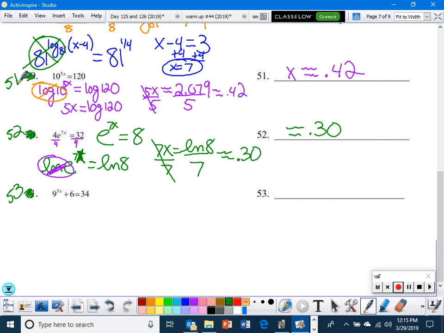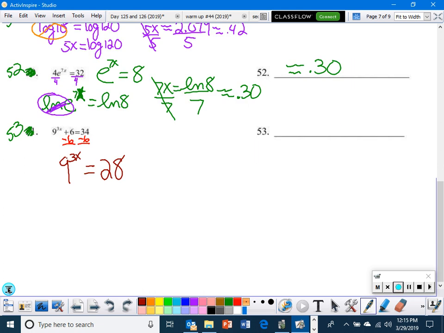So the first thing we're going to do on this one is get rid of the plus 6. We're going to take away 6. So we have 9 to the 3x power equals 28. Now, I've got to get rid of the 9. To get rid of the 9, and I've got a base of 9, I need to use log on both sides.